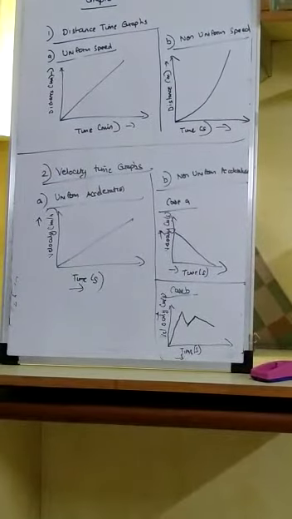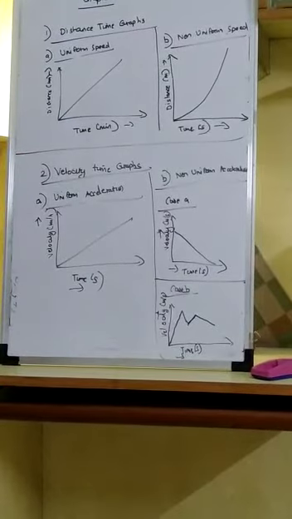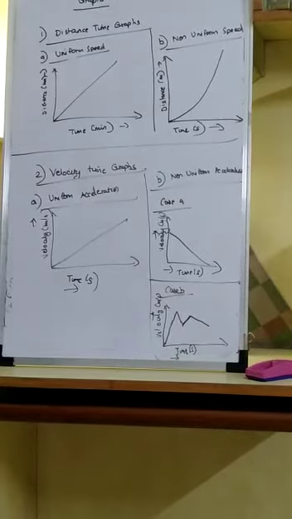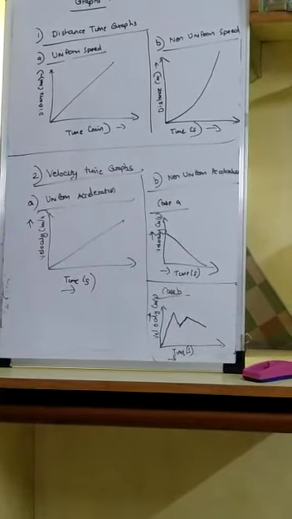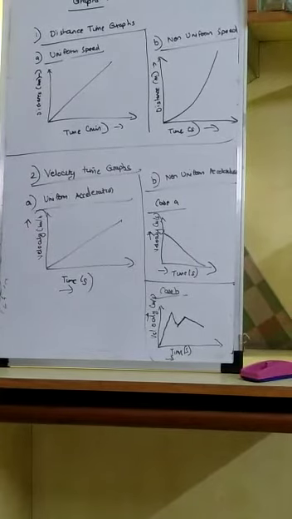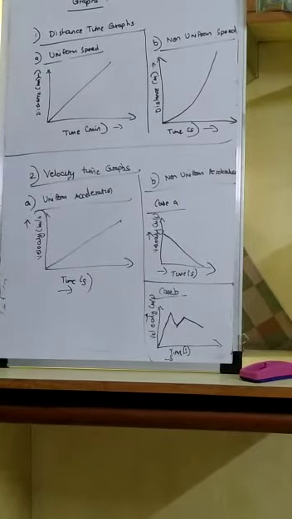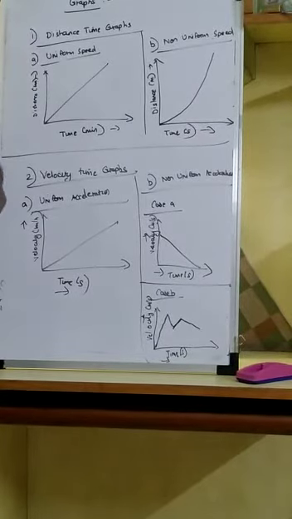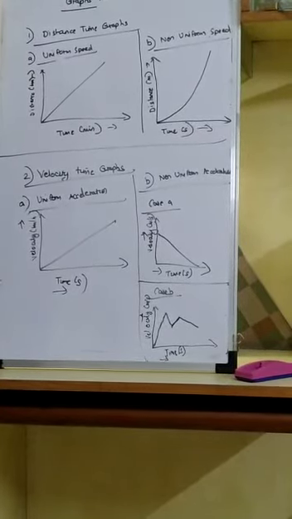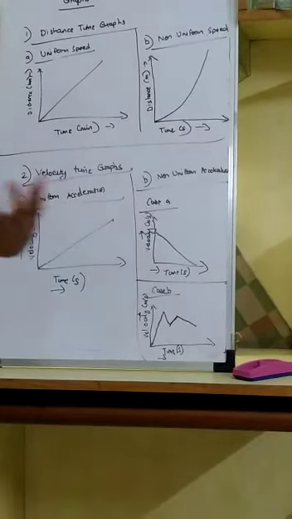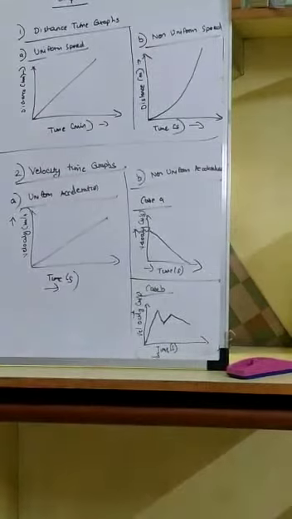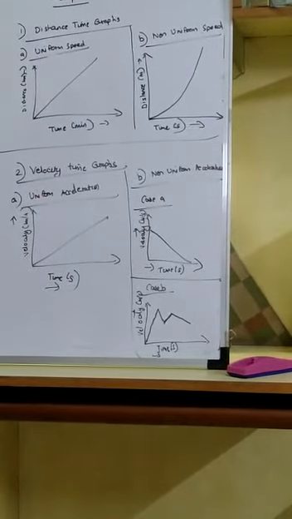Then coming to velocity time graphs. Velocity time graphs have velocity on the y-axis and time on the x-axis. Velocity could be in kilometer per hour or meter per second. Time could be in minutes, hours, or seconds. Uniform acceleration and non-uniform acceleration, let's rewind. Uniform acceleration is equal velocities covered in equal intervals of time. Non-uniform acceleration is unequal velocities covered in equal intervals of time.